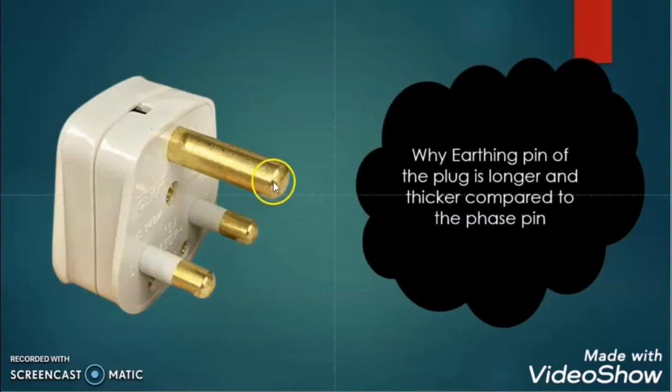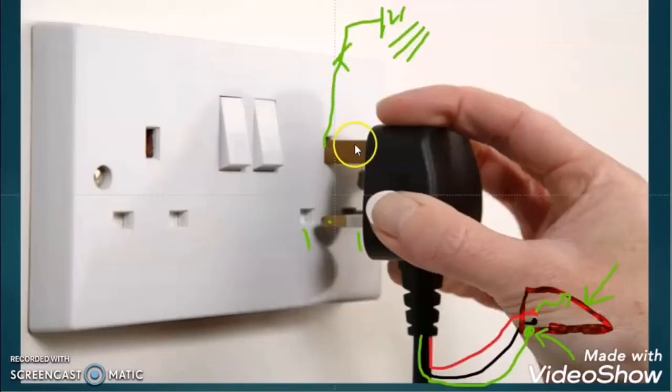Now here you will also observe that the cross section area of the earthing pin is bigger than the neutral pin and phase pin, meaning the earthing pin is thicker compared to the phase pin and neutral pin. What is the reason behind it? There are two reasons. Suppose someone unknowingly or knowingly wants to insert this earthing pin of the plug into the phase or neutral pin of the socket, then what will happen?